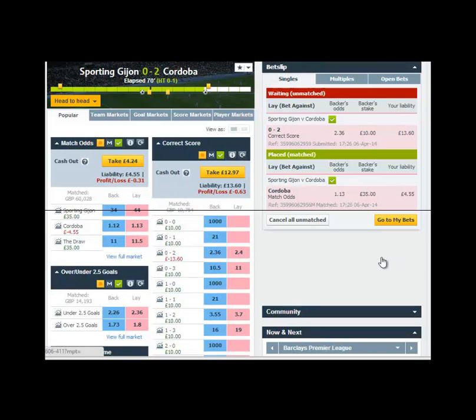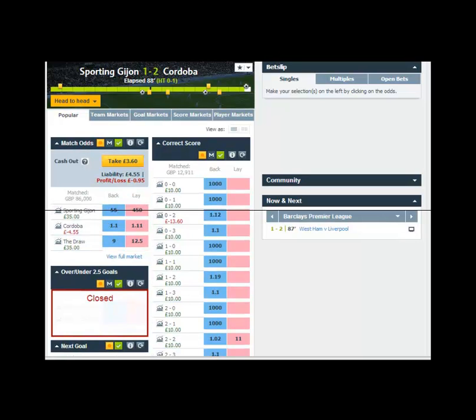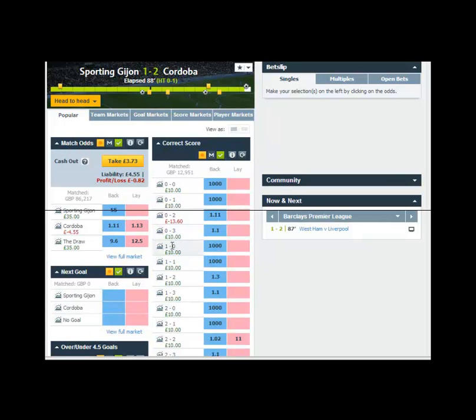This particular strategy is called the gunslinger, whereby we lay the current score, in this case 0-2, and we also lay the leading team, in this case Cordoba. So I've laid Cordoba at 1.13, and I've laid the 0-2 correct score at 2.36. The idea being that if staked correctly, I've got a £10 possible profit if there's another goal scored, which actually happened. Sporting Gijón got a goal in the 85th minute. So we've won £10 on the correct score market, and we're going to lose £4.55 on the match odds, but we still made a profit of £5.40. Another goal from Sporting, of course, it'd be happy days.